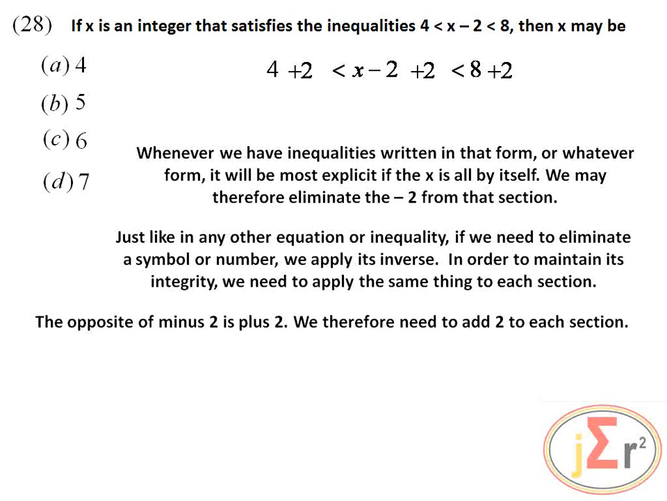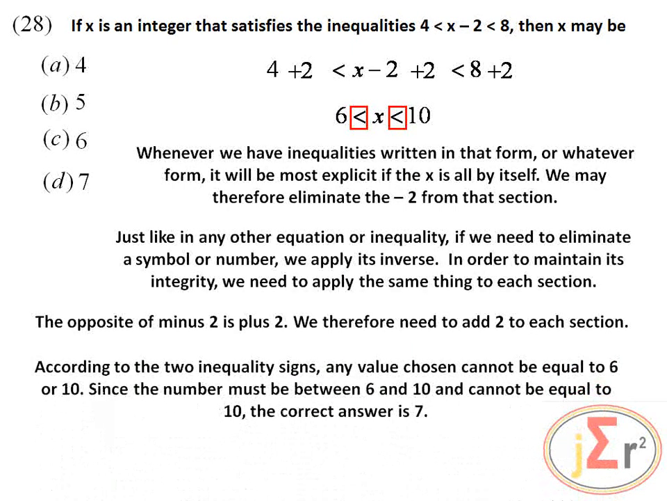The opposite of minus 2 is plus 2. We therefore need to add 2 to each section. In which case we will end up with 6 is less than x is less than 10. That is, x is between 6 and 10, but not to include 6 and 10. According to the two inequality signs, any value chosen cannot be equal to 6 or 10.